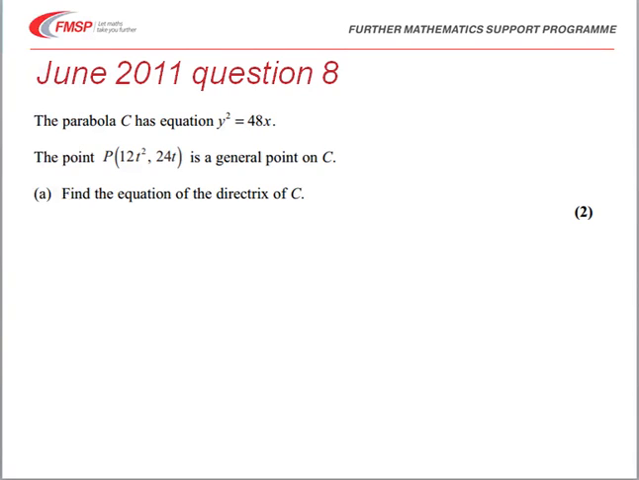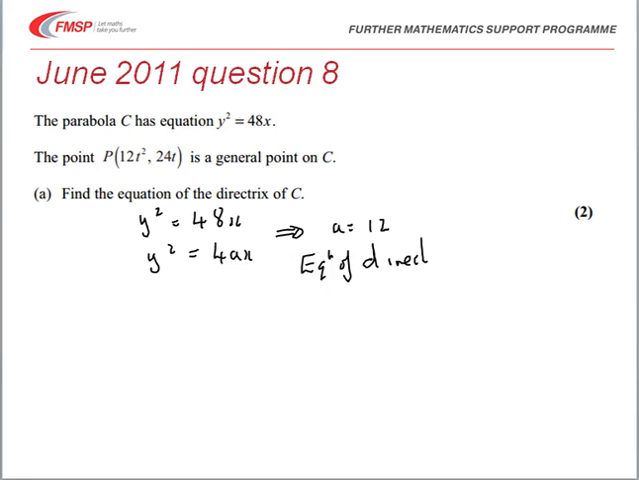Well, the first part of the question, then, find the equation of the directrix. This is one where we just need the knowledge that y squared equals 48x comes from the general equation of a parabola y squared equals 4ax, and that means that a is equal to 12. From your tables you can see that the equation of the directrix is x equals minus a, so in this particular case it's x is equal to negative 12.